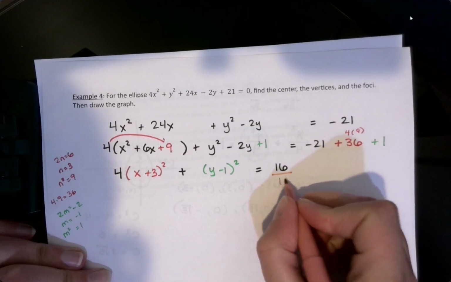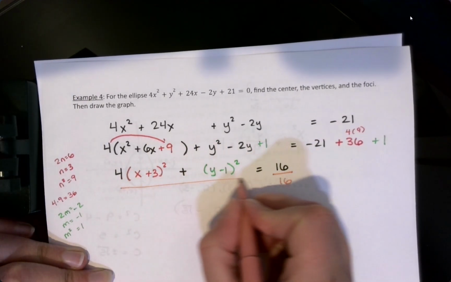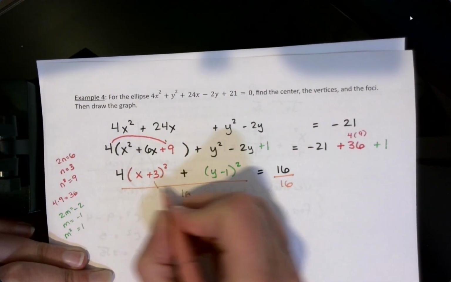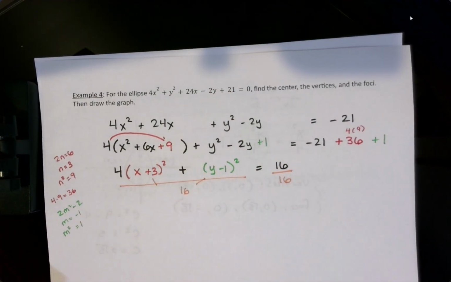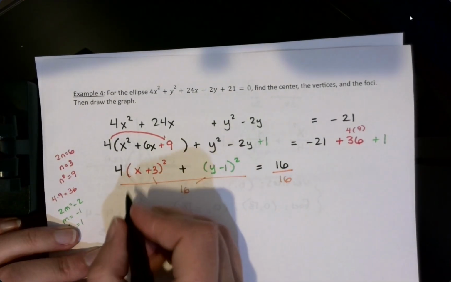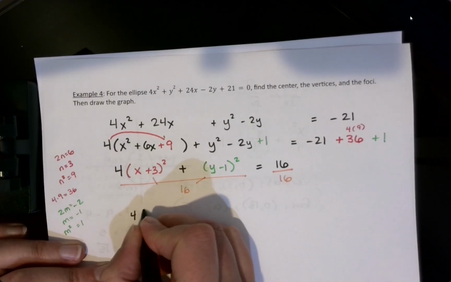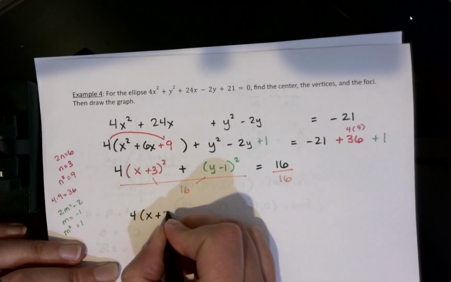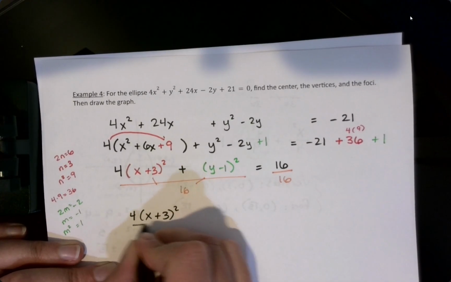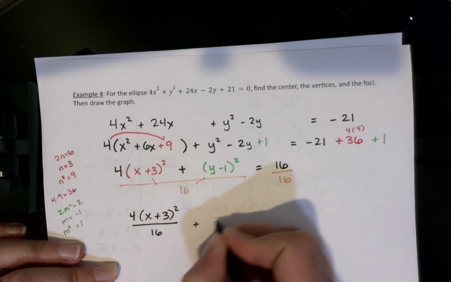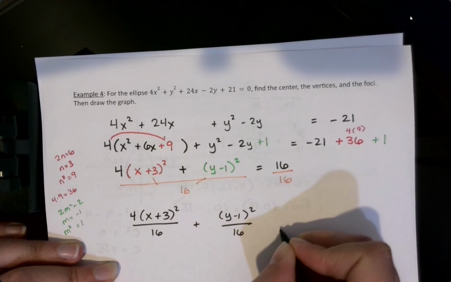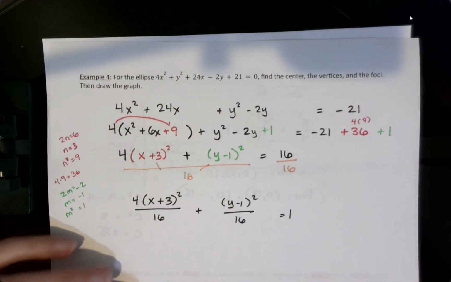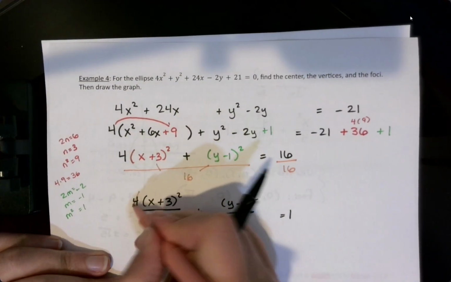So we'll divide by 16, both sides. And we're going to make sure that that 16 distributes. So we really could just divide each part by 16 if you prefer to write it that way. So in this first one, I'm going to do that next. I've got 4 times (x plus 3) squared over 16 plus (y minus 1) squared over 16 equals 1. And then we are going to reduce this here as well.